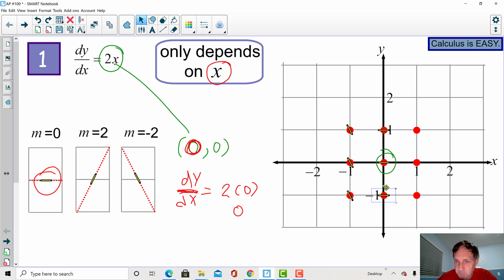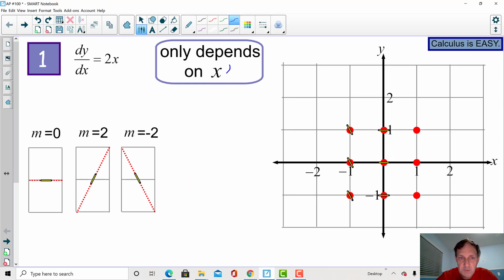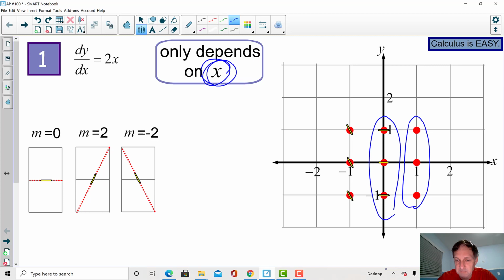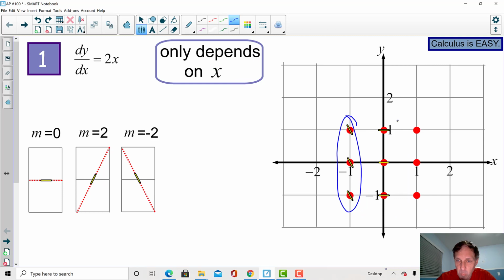So we can put all three of these slopes here. And the AP test will generally only give you about 9 or 12 points to do. Again, because this only depends on x, all three of these are going to have the exact same slope. All three of these will have the same slope, and all three of these will have the same slope. And that's because in each column, all 3 points have the same x value. So really, I only have to calculate one slope here, and one slope there, and then I can copy everything in that column. It will all have the same slope.